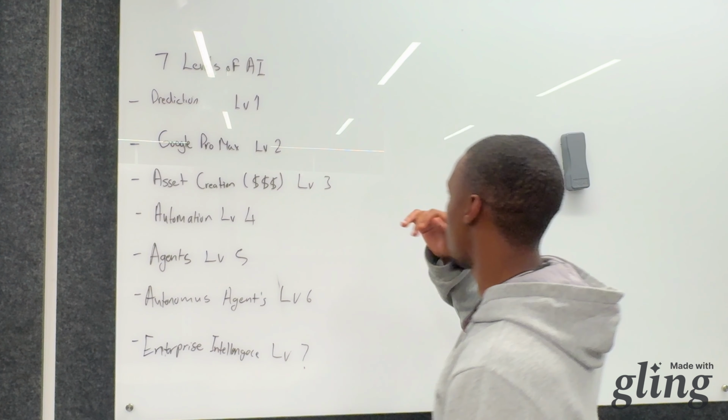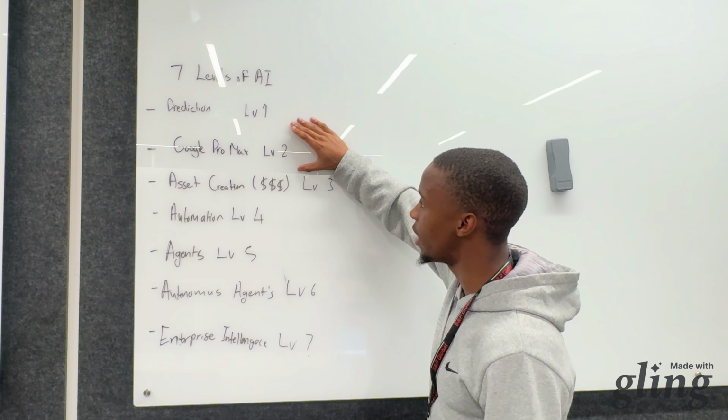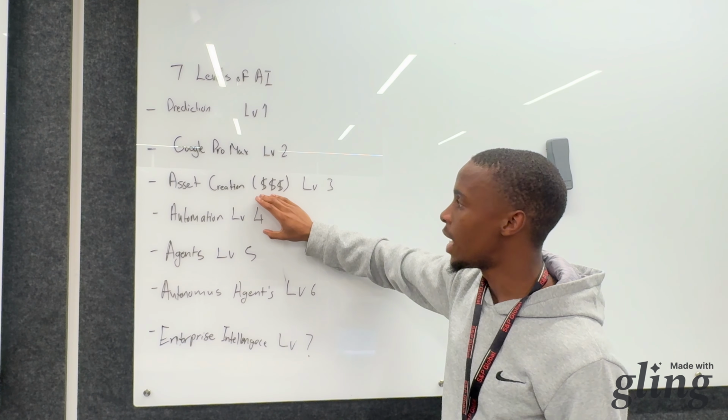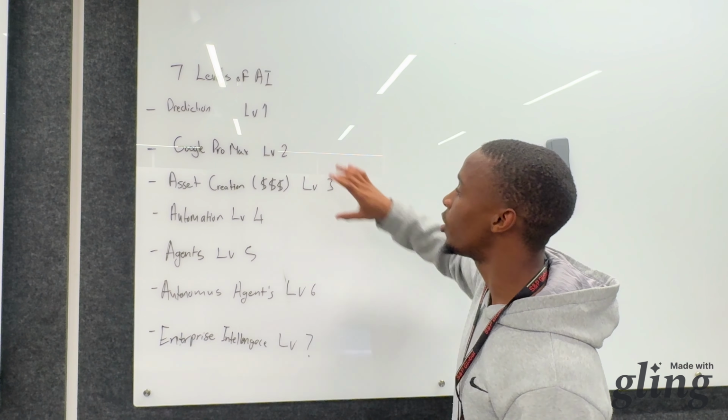So these are the 7 levels of AI. A lot of us are here at level 2. Getting to level 3 and level 4 will allow you to do more with the AI that you currently have. So how do we get to level 3?